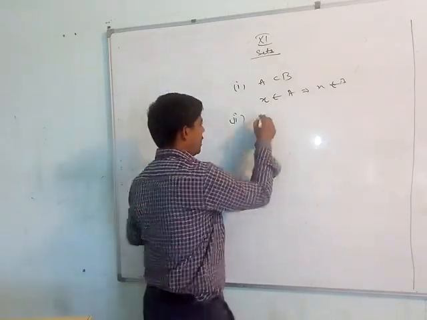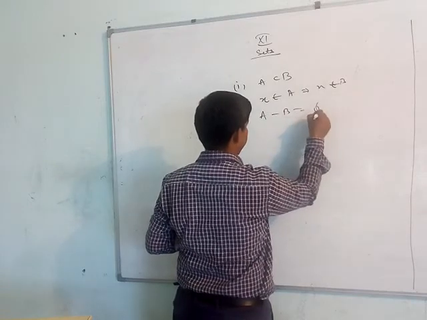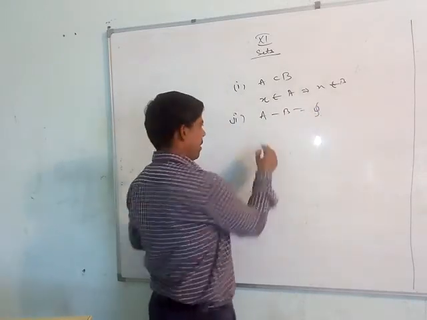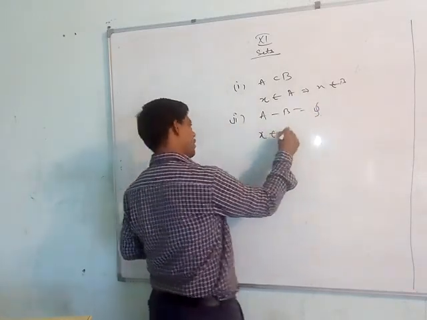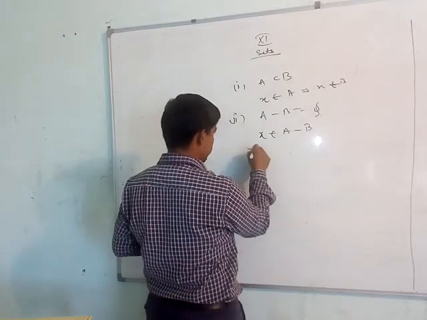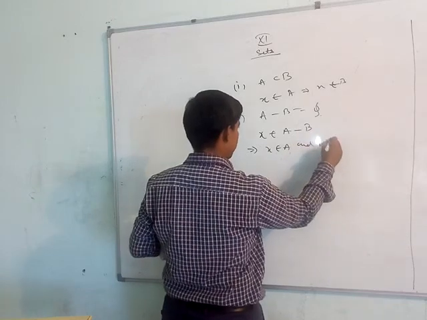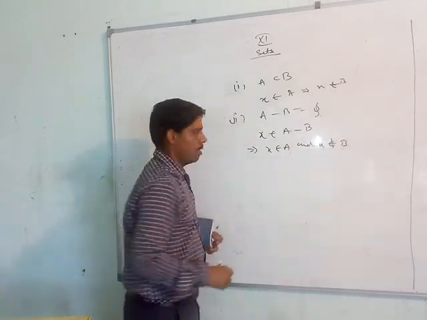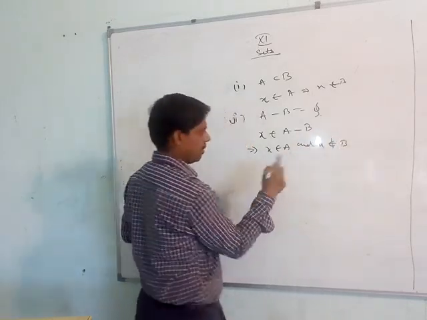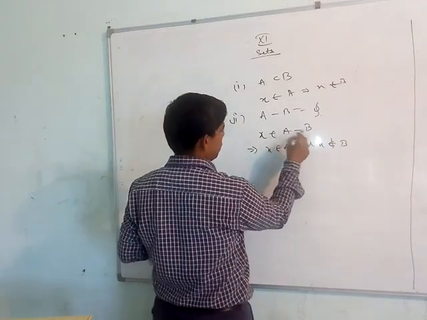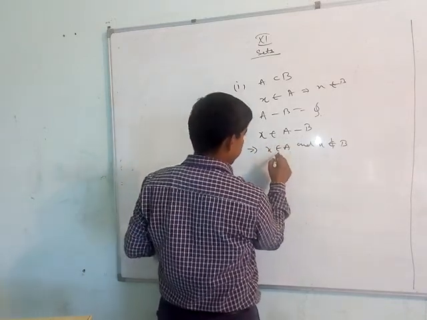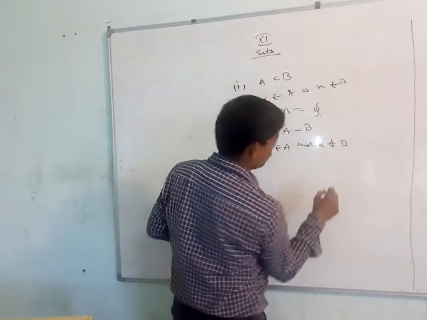Second is A minus B is empty. इसका मतलब A minus B, what is it? If x belongs to A minus B, this implies x belongs to A and x does not belong to B. Okay? But this is empty. So x belongs to A minus B means x belongs to A and x does not belong to B.